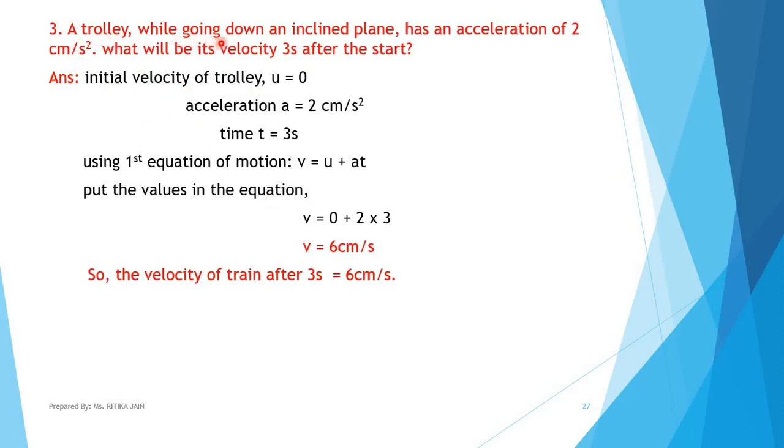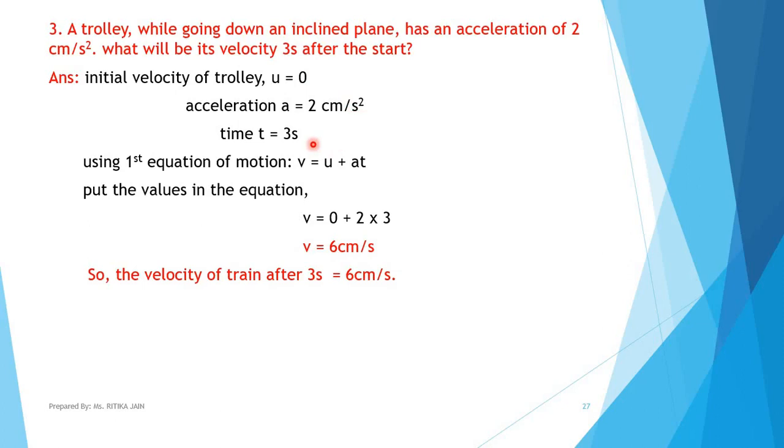A trolley while going down an inclined plane has an acceleration of 2 cm per second square. What will be its velocity 3 seconds after the start? Again a hidden meaning here. After the start, it means the initial velocity of the trolley is 0. Acceleration is 2 cm per second square. Time is given, t equals 3 seconds.